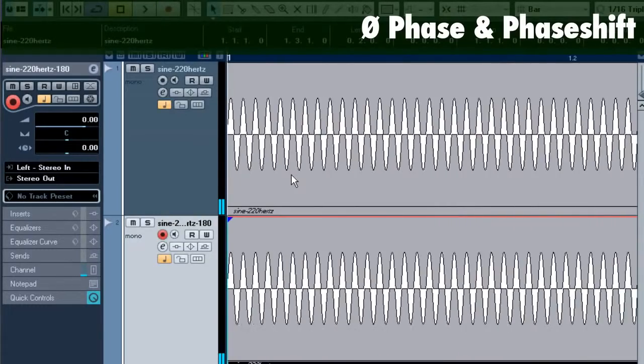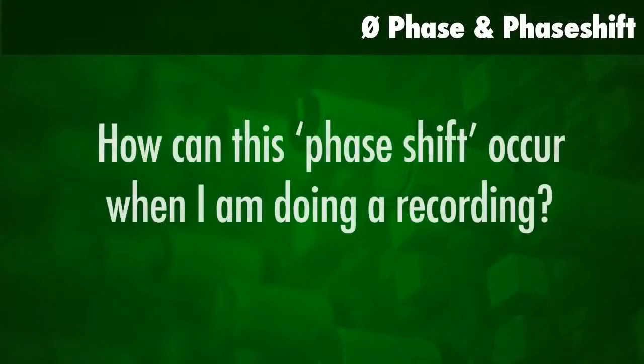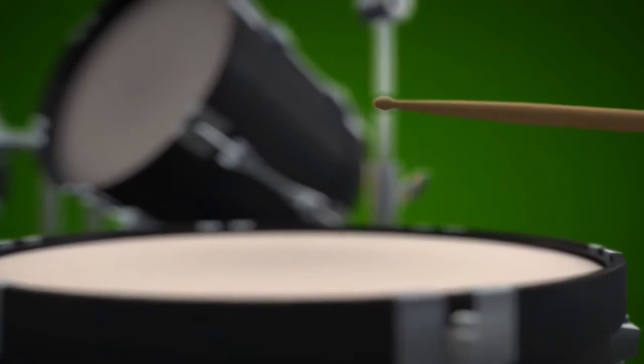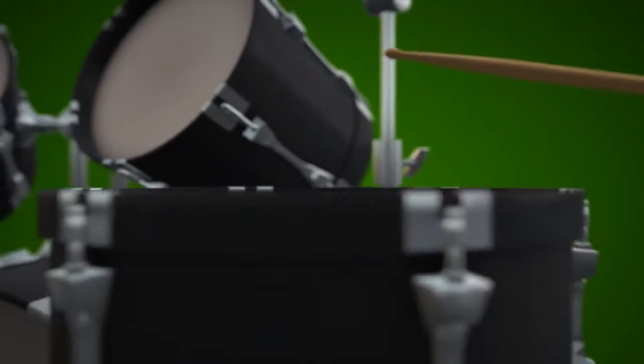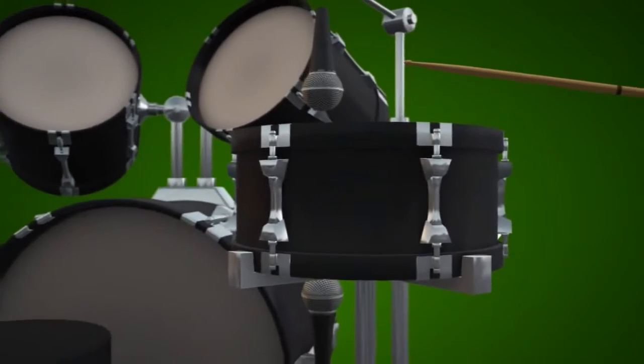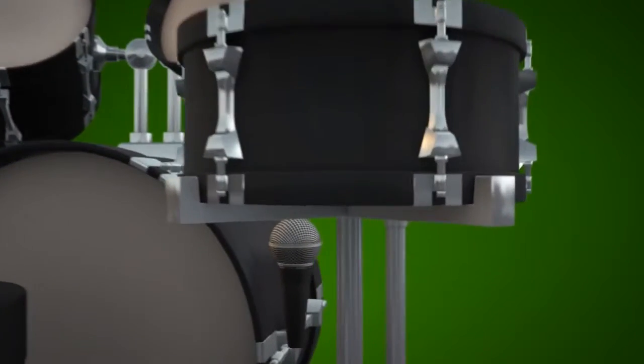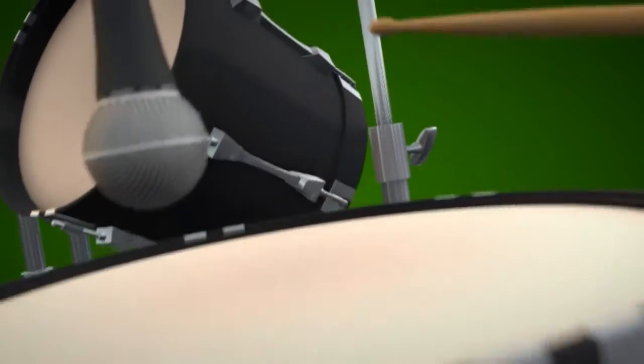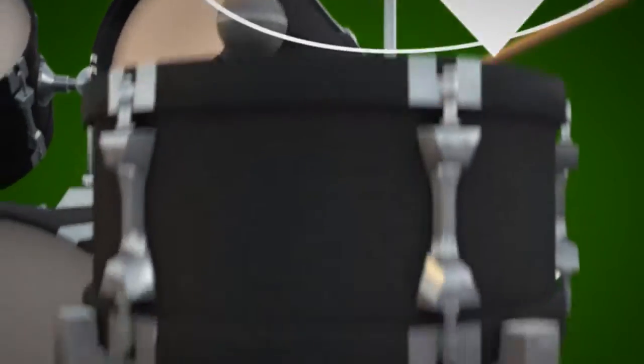So when does this phase shift occur when I'm doing a recording? Well, a real simple example would be when we're recording a snare drum. I made this illustration of when we hit the snare drum. There are many occasions in which we choose to record the snare from both sides, from the top as well as from the bottom. When we talk about sound, we have compression and rarefaction, the movement going up and down.